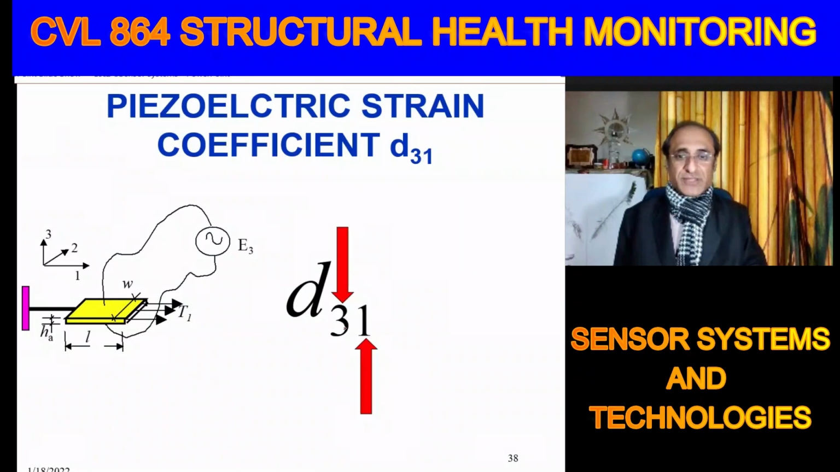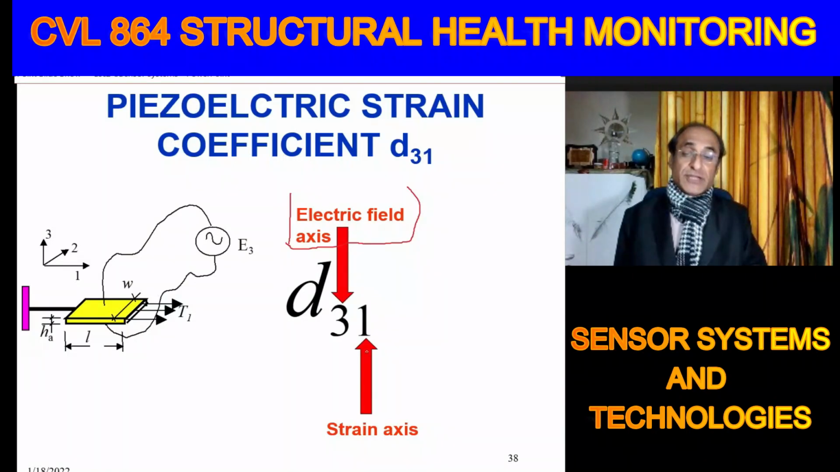So D31 is the piezoelectric strain coefficient. Here the first subscript tells us the electric field axis, so along which axis we were applying the electric field. And the second number tells along what axis we are basically measuring the strain. So it can be D32 also, it can be D33 also. So what will be D33?